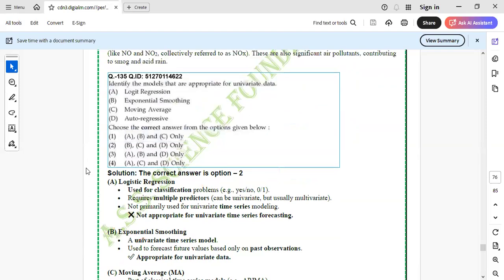That's why they are mentioned in the question, question number 135: identify the models that are appropriate for univariate data. So we have exponential smoothing, which is univariate, moving average is univariate, autoregression is univariate. So the correct answer here is option 2, which is B, C and D. Keep that in mind, because sometimes they ask which among the following is fit for multivariate, or single options can also be there.